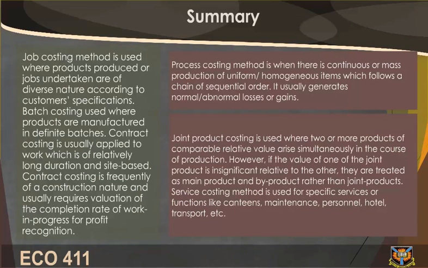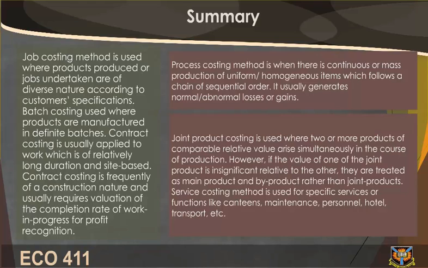The job costing method is used where products produced or jobs undertaken are of diverse nature according to customers' specifications. Batch costing is used where products are manufactured in definite batches. Contract costing is usually applied to work which is of relatively long duration and site-based. Contract costing is frequently of a construction nature and usually requires valuation of the completion rate of work in progress for profit recognition.